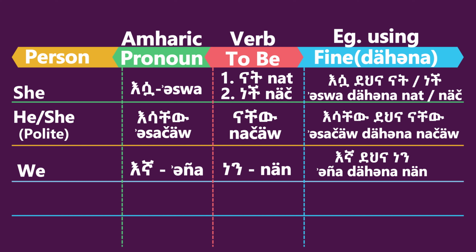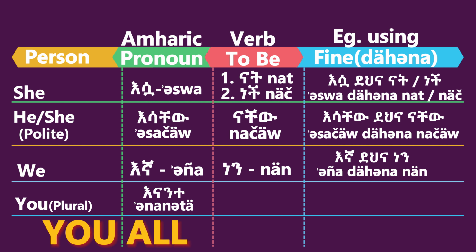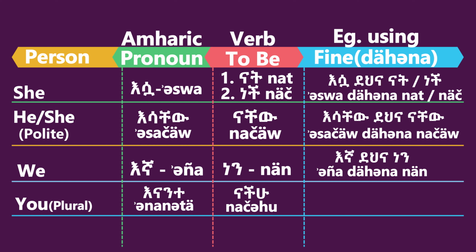The ninth Amharic pronoun is እናንተ. It's used when the pronoun you is used in its plural form as you all. And the Amharic verb መሆን now becomes ናችሁ. Example, እናንተ ደህና ናችሁ, which means are you all fine?